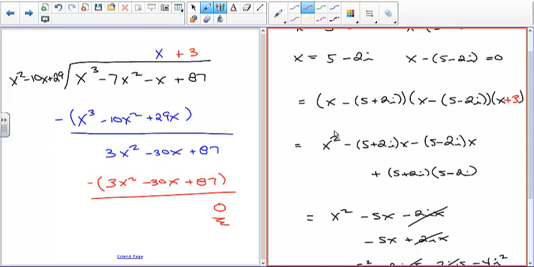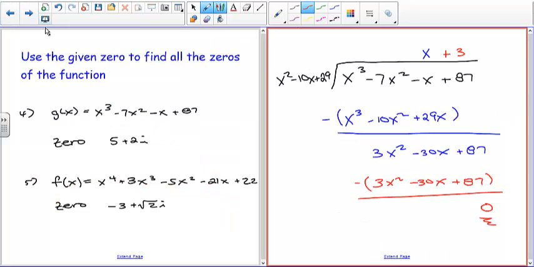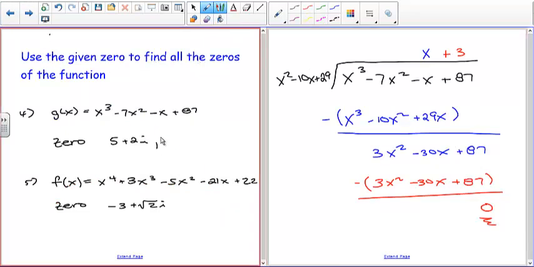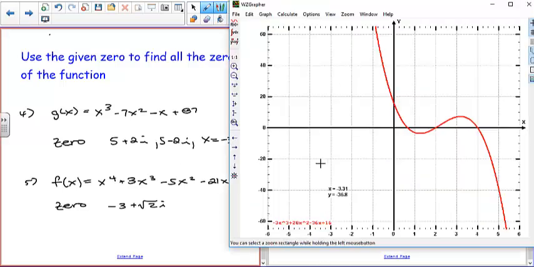So the original function has 2 complex zeros and 1 real zero. What they're asking for is to use the given zero to find all the other zeros. So in this case, the second zero is 5 minus 2i. And the other zero is going to be, well, x plus 3 equals 0. That gives you x equals negative 3. So if I plot this function, I should have one x-intercept at negative 3. And then that's it. So let's see what this thing looks like.